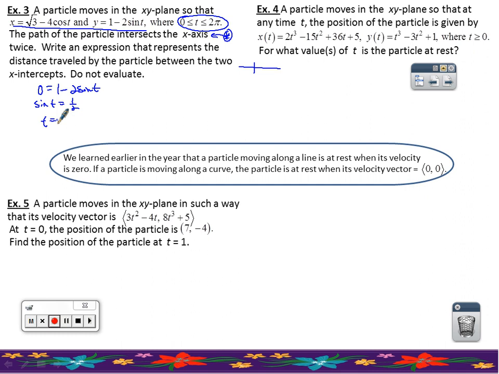Sine is 1/2 at pi over 6 and 5 pi over 6. Okay, good. Now we want distance traveled. Let's think about that. So the distance on the arc. What would represent distance on the arc? Well, magnitude would give us our vector lengths, but what's going to give us that distance along the curve?